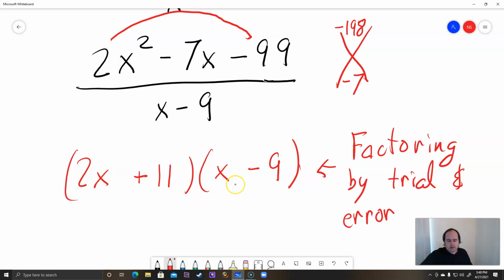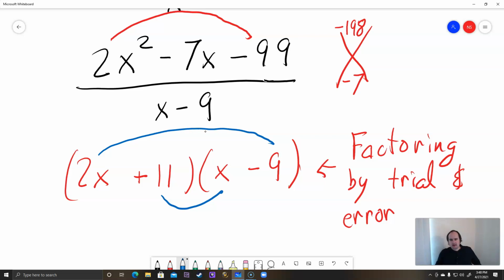And then the outer plus the inner here is going to be 2x times negative 9 is negative 18x plus 11x. That's going to give us negative 7x. And then 11 times negative 9 gives us negative 99. Okay, and if you don't like doing it this way, you can do it the way we did in earlier lessons where we used the X method and then factoring by grouping. But I would recommend when the numbers are awkward like this to just do trial and error. It's usually the easiest way.